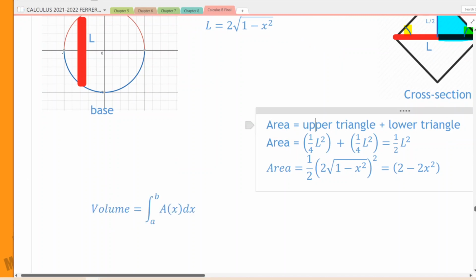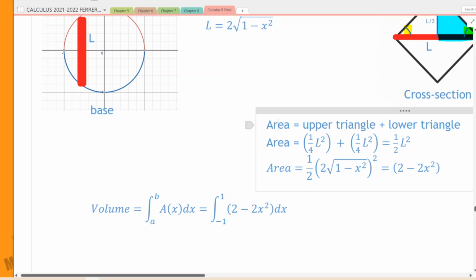The volume is the integral from a to b of the area formula. Based on the circle, since the radius is 1, a and b are -1 and 1. And the area formula is 2 minus 2x squared.